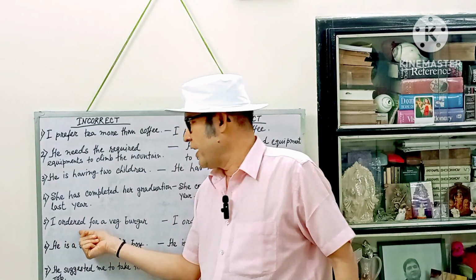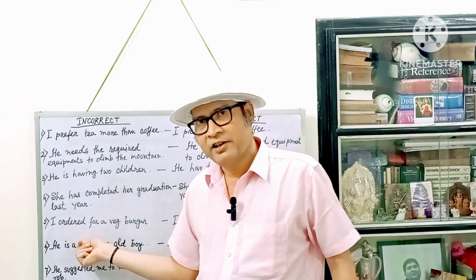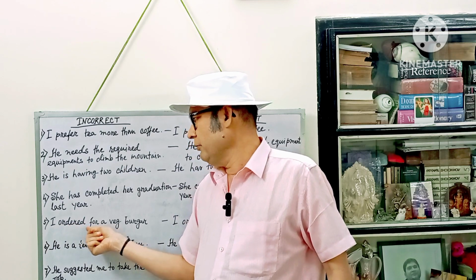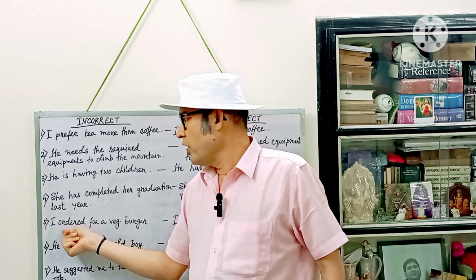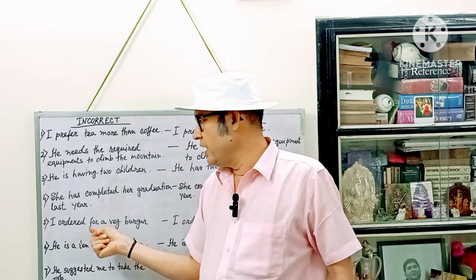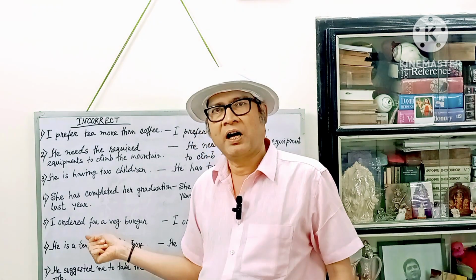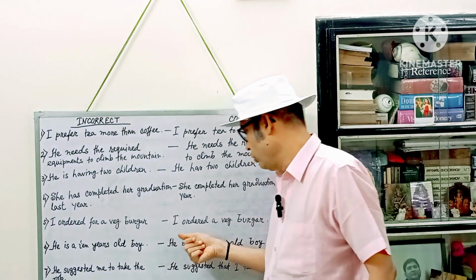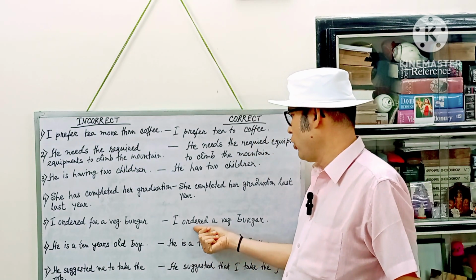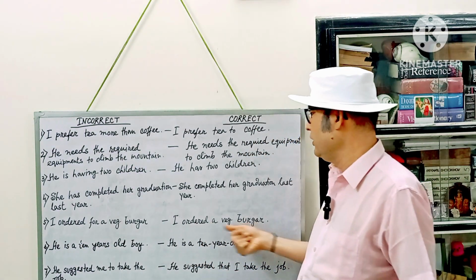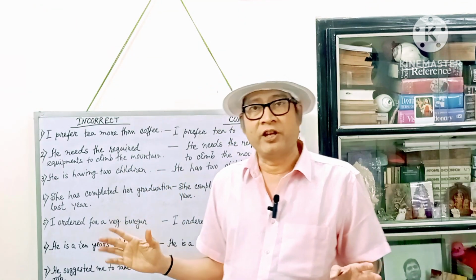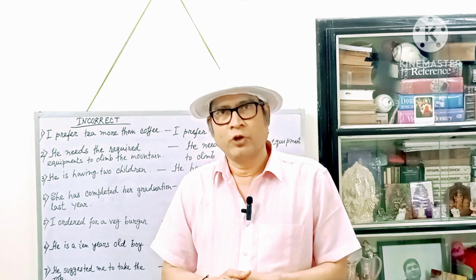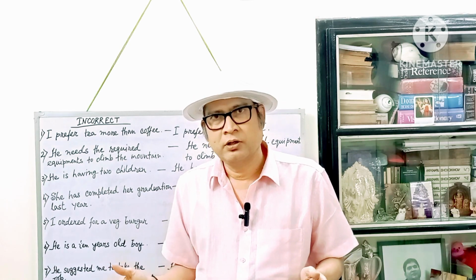Here the word order has been used as a verb. You can clearly understand because ed has been added. I ordered is written here. So when order is used as a verb, never use the preposition for after order. So what will be the correct sentence? Look at the correct sentence. I ordered a veg burger, not for a veg burger. Never say, have you ordered for lunch? No. Have you ordered lunch?